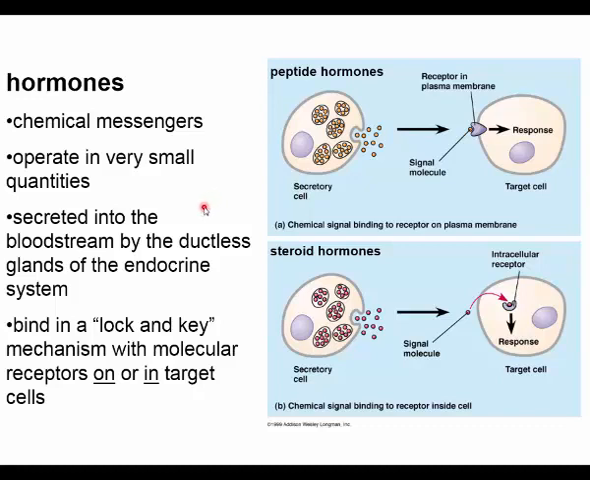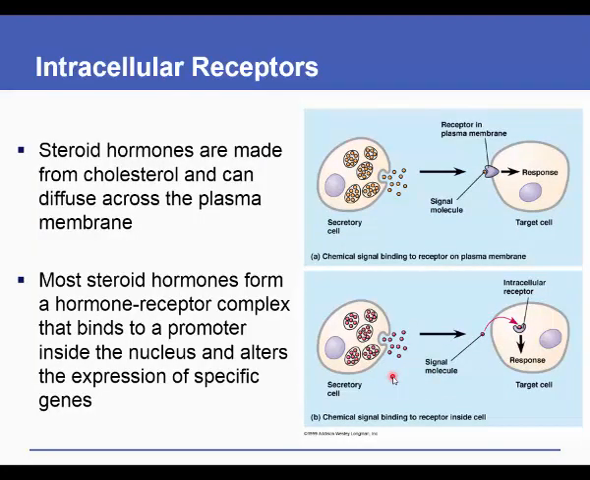And so then it's secreted into the bloodstream by our ductless glands, and they bind to their receptors in the kind of lock and key style model that we've kind of seen with our enzymes. So peptide proteins are excreted out of the cell, and they're received on the outside of the actual target cell. Steroid hormones are excreted and then received on the inside. And we're going to talk about steroid hormones here first because they're made of a cholesterol molecule. So they're basically lipid based.